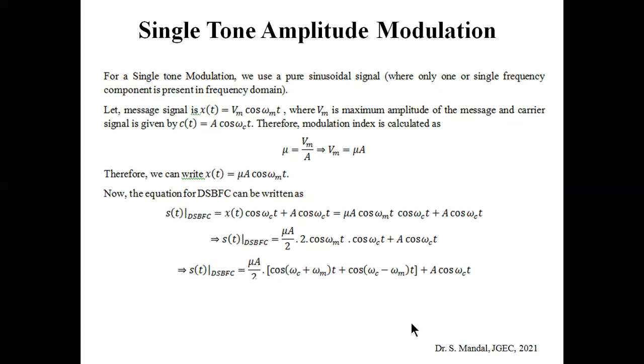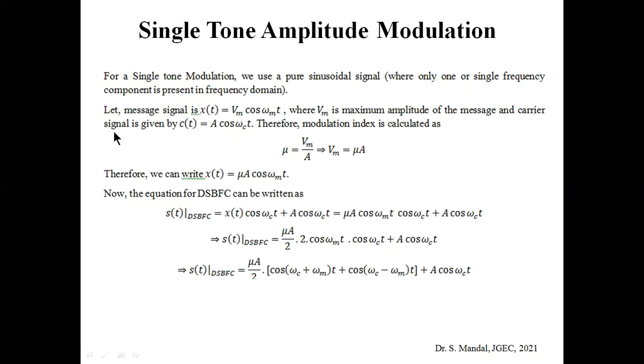Now, observe the term single tone. Single means one, tone means here frequency. So single tone means the message signal where only one frequency is present. Basically one frequency means we consider a pure sinusoidal signal. So single tone signifies a pure sinusoidal message signal or baseband signal. Assume that the single tone message signal is defined as x(t) = Vm cos ωm t, where Vm is the maximum amplitude of the message.